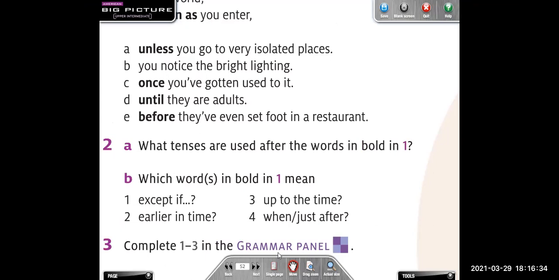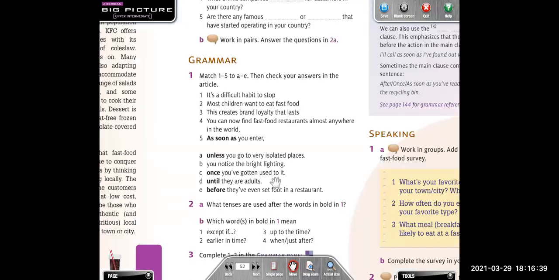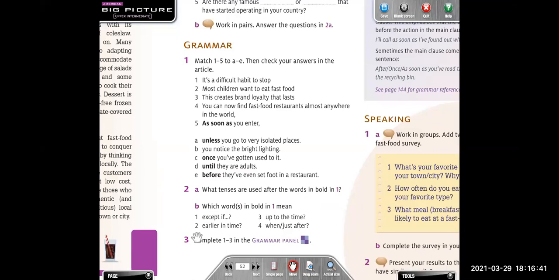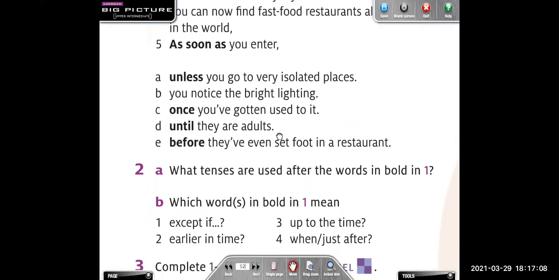What do you think? Do you agree with your partner? Yes, right? Unless is a word that means except if. Okay. Number 2, earlier in time. As soon as. No. Earlier in time. Before, right? Yes.